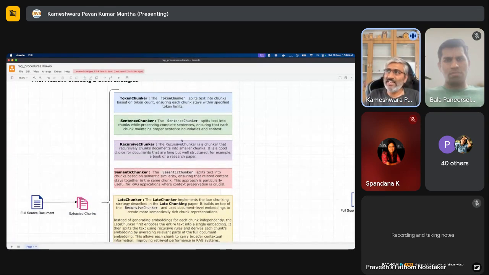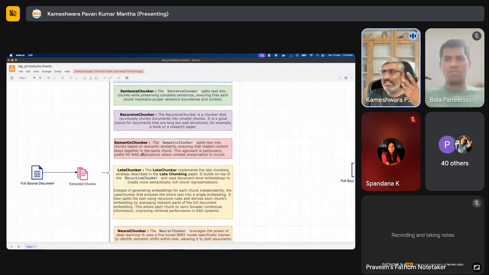Like these three, token chunker, sentence chunker, and recursive chunker, are there from the initial versions of RAG, or the initial versions of libraries like LlamaIndex and LangChain. When they started their journey as an inception, these were there. But the later three, which we are going to discuss now, are the newest inventions, or the new papers that came into the picture, and then all these frameworks adopted these methodologies also.